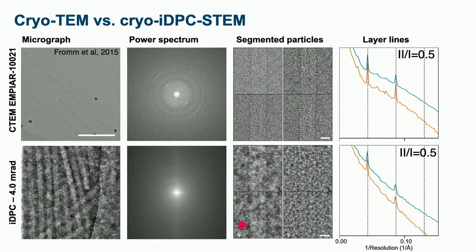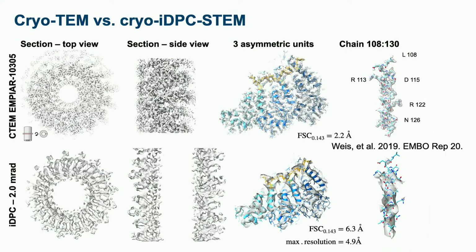And then we segment them out, and we compare, for example, the relative intensity of the 1/23 and high resolution layer lines, and this gives us a glimpse of how fast this information is decaying and how good the information transfer at high resolution really is. In this case, it indicates that the images obtained in 2015 already on the first generation of direct electron detectors have a similar kind of signal between those two layer lines as the iDPC images.